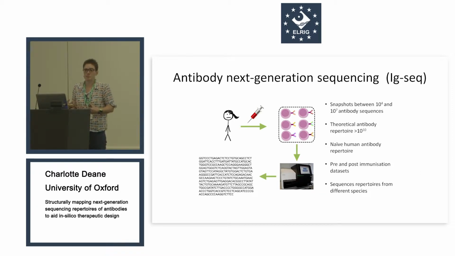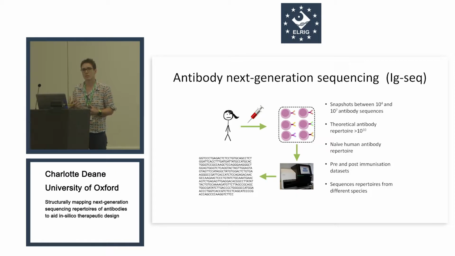And you can do this to sequence, say, the naive human antibody repertoire. So what do people have inside their repertoire? Or you can look at pre- and post-immunization data sets, so you can start to see what has been raised by a vaccine, so what comes out. Or you can do the sequence repertoires from different species, because if you want to understand what a human antibody is, it's probably helpful to understand what a not human antibody is as well.